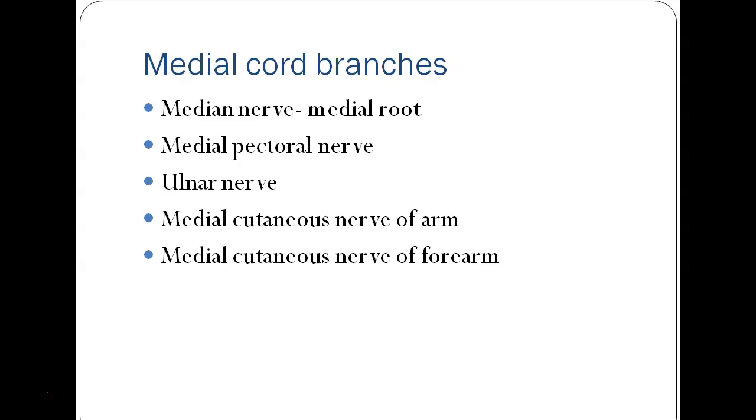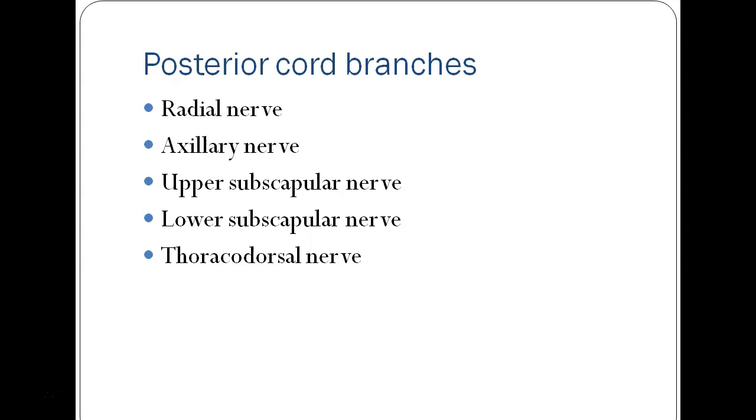Medial cord branches. Medial cord branches are 5. Again, the median nerve, medial root, medial pectoral nerve, ulnar nerve, medial cutaneous nerve of arm, medial cutaneous nerve of forearm. So these are 5 branches of medial cord. Then posterior cord. Posterior cord also gives 5 branches: radial nerve, axillary nerve, upper subscapular nerve, lower subscapular nerve, and thoracodorsal nerve. So these are the 5 branches arising from posterior cord.